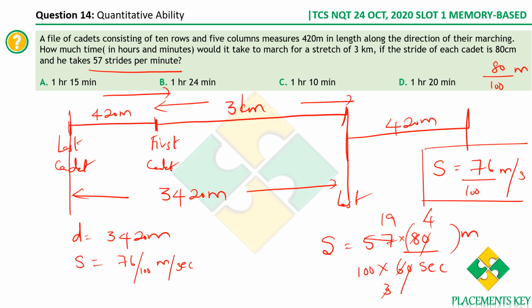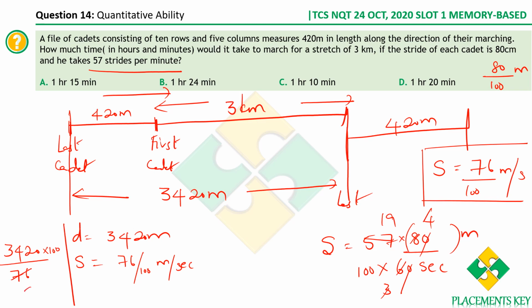Distance by speed. So what is the value of distance? It is 3420 divided by speed, which is 76 by 100. So the by 100 goes to the numerator. Yes, and you get the answer in seconds because we have meters by meter per second. So these many seconds we get.